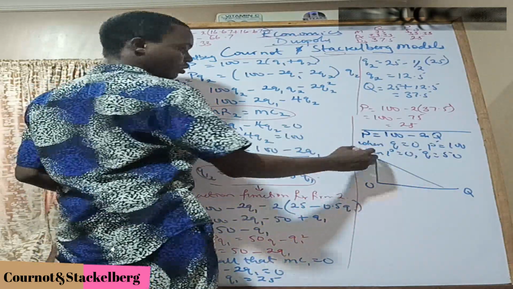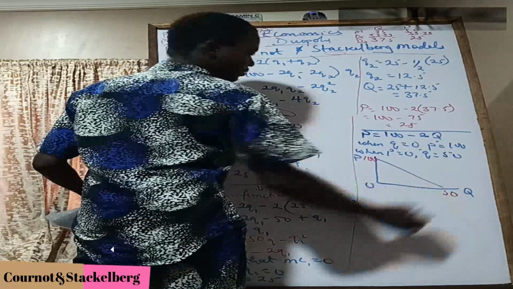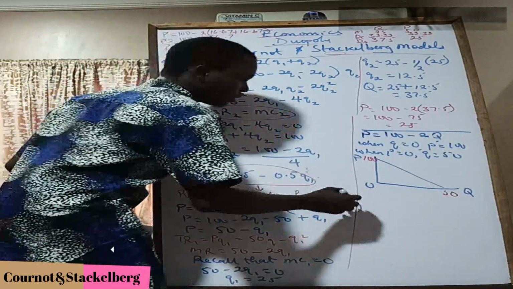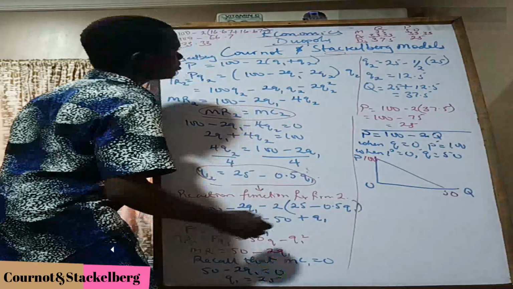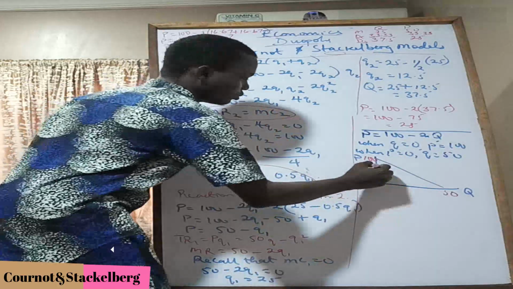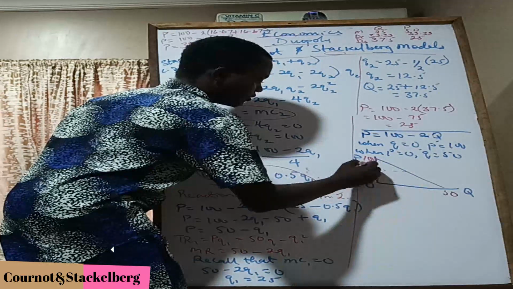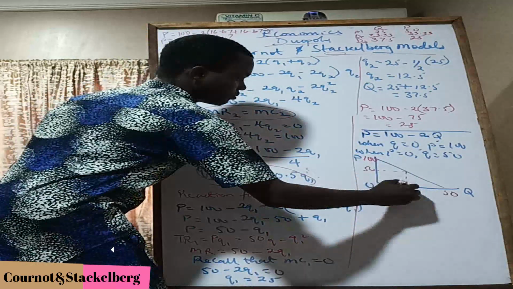So all this should not be a problem. Here is 100, then the quantity here is 50. Just trying to draw the graph. Now for the monopolist, his own price was 50, and then this one here was 25.